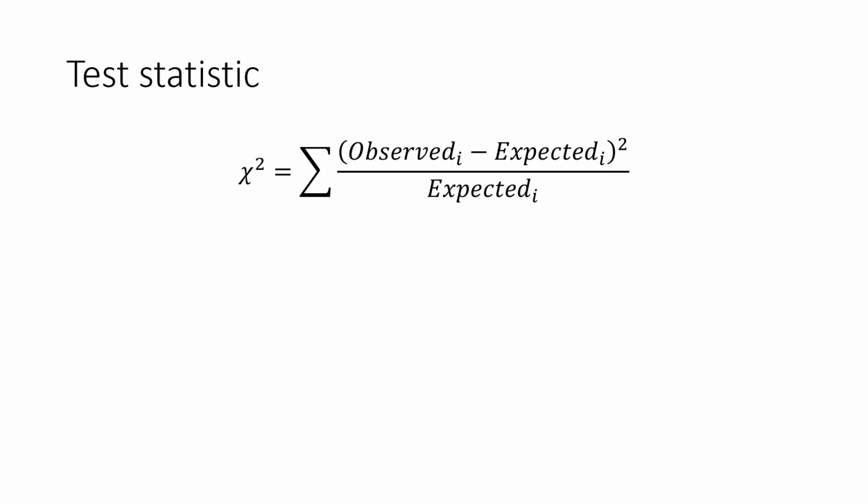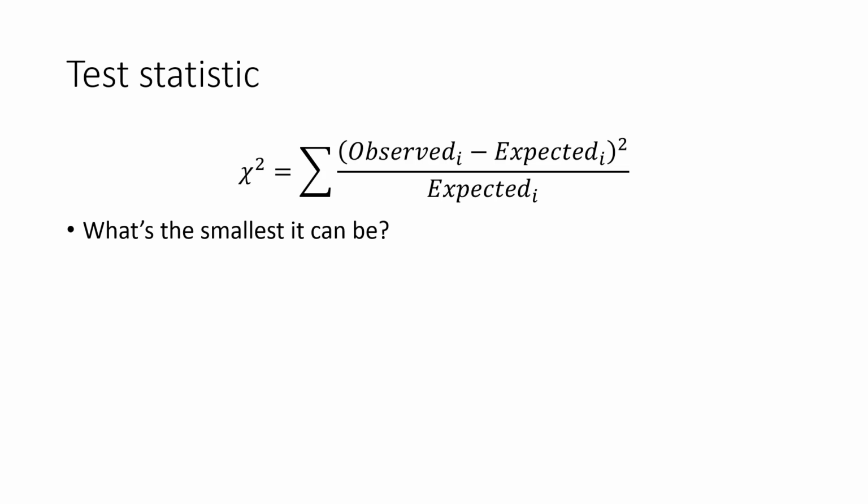Observed sub i is the observed count in the ith cell of the table. So i would start at 1 for the first cell of the table and go up to 6 for the 6th cell in the table. Similarly, expected sub i is the expected count in the ith cell of the table. So for each cell i, we take its observed count minus its expected count and square it, and then divide by its expected count. Finally, the capital sigma tells us that we are adding up across all the cells in the table.